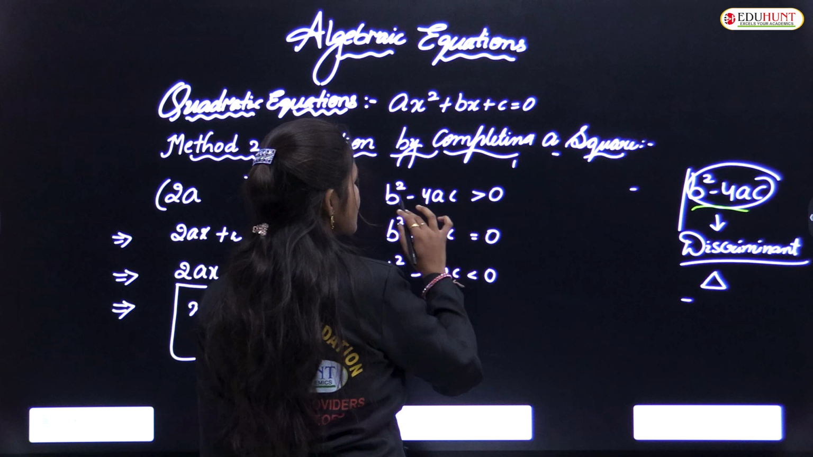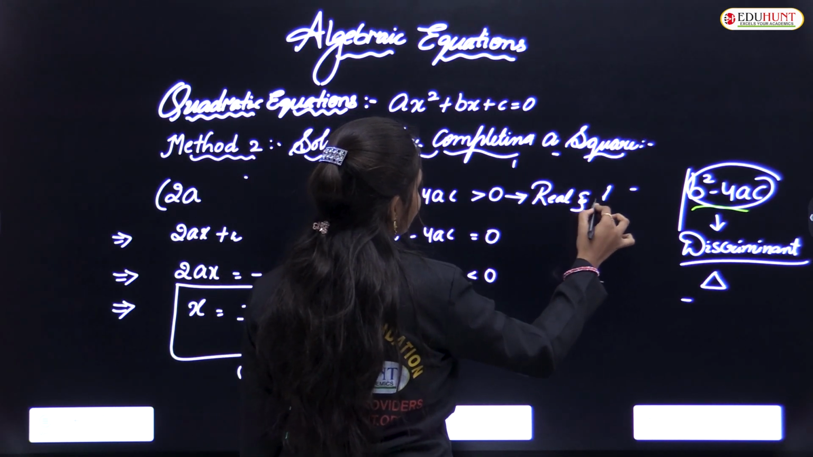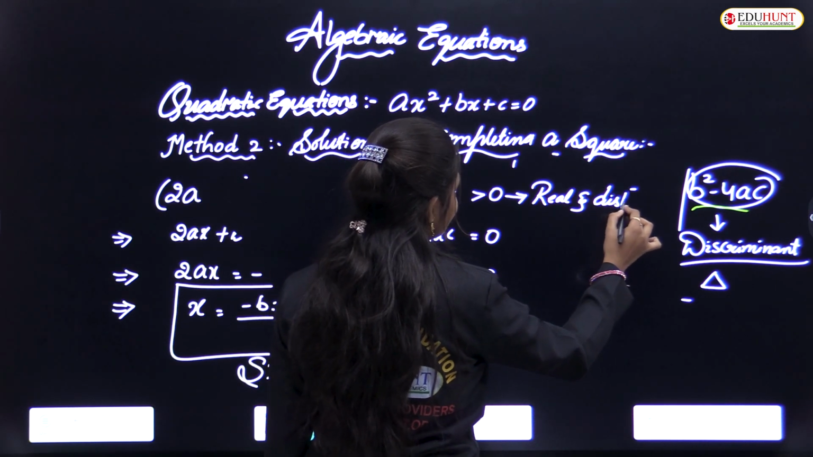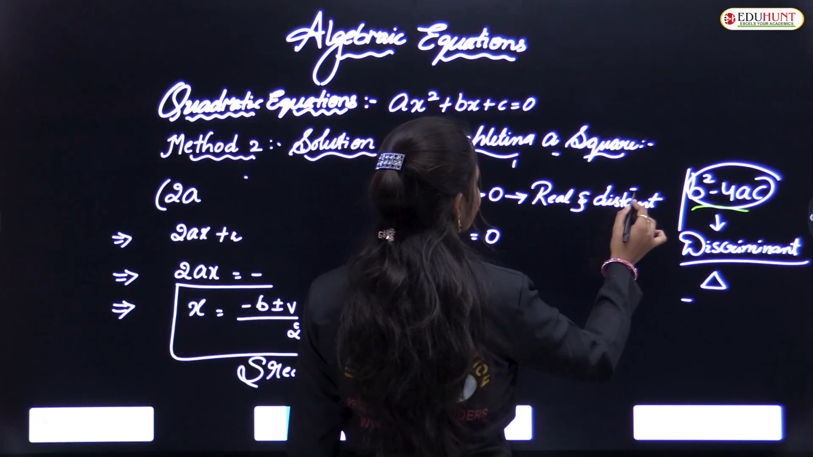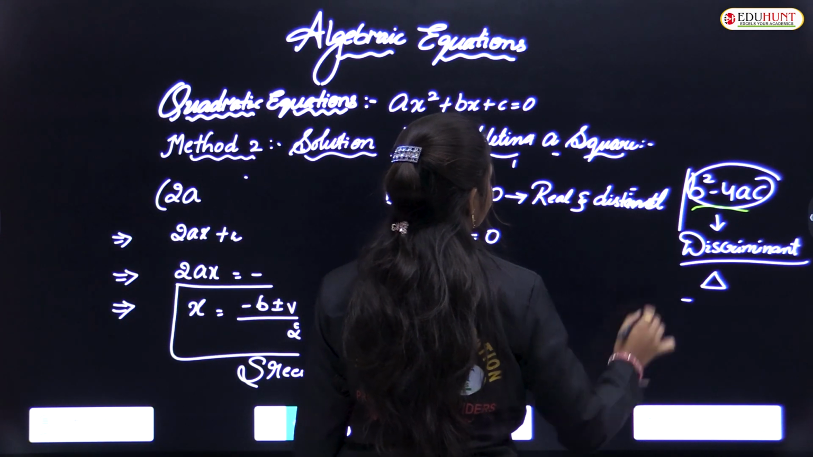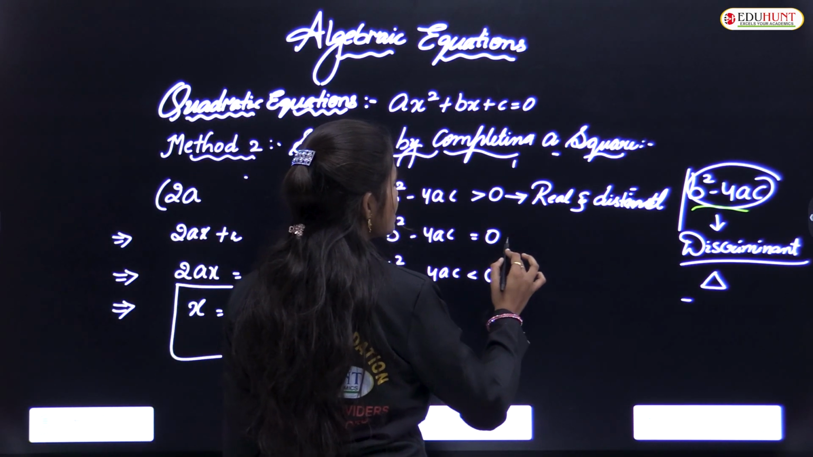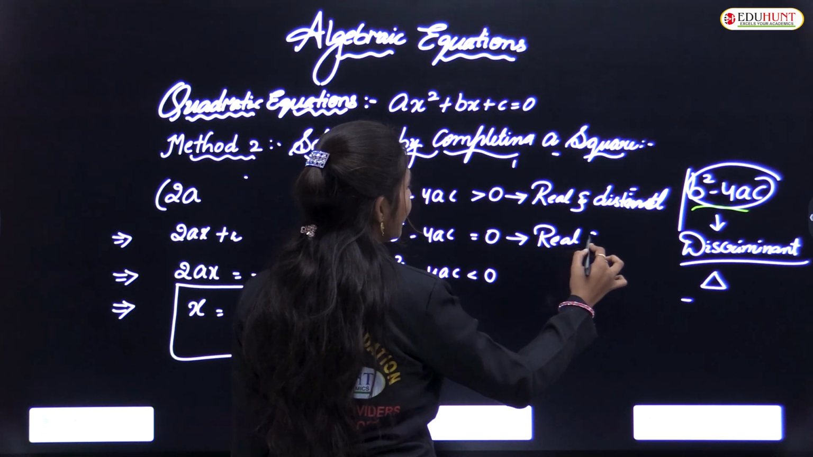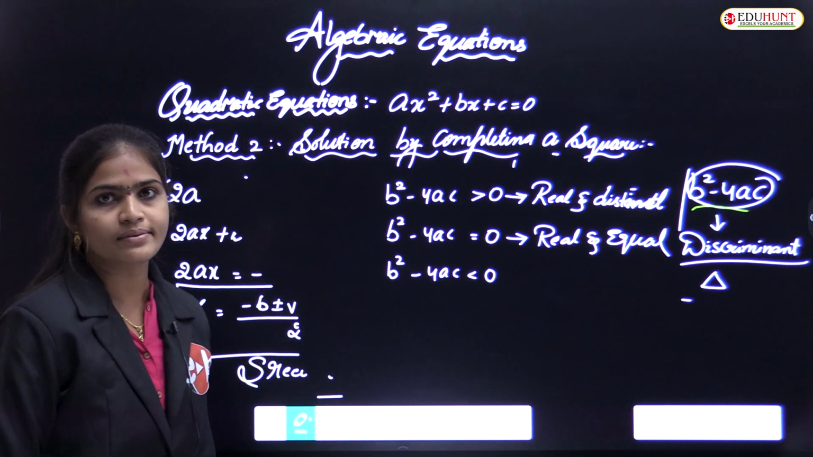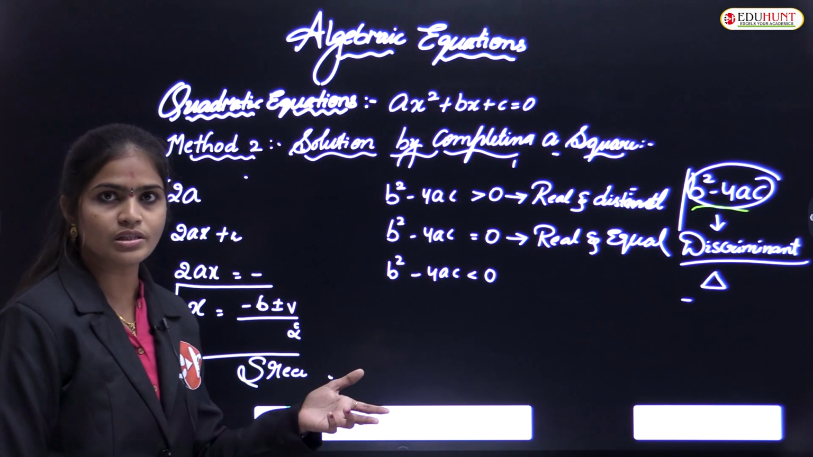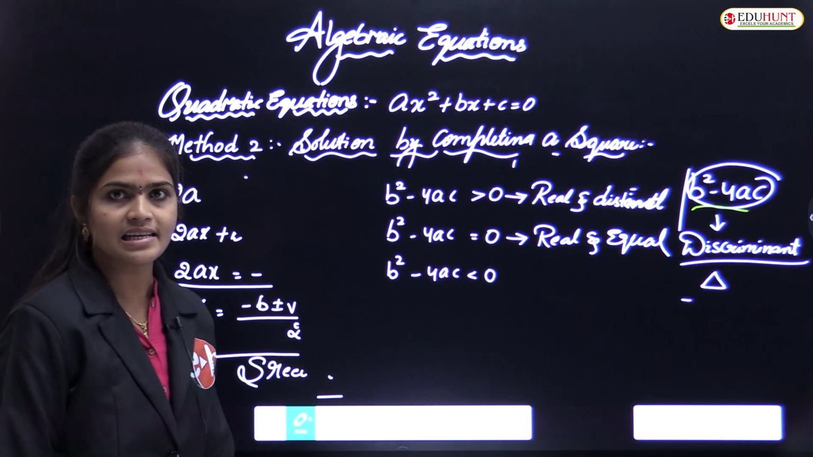If the b square minus 4ac value is greater than 0, then the roots are real and distinct. Distinct means two different values. If b square minus 4ac is equal to 0, then the roots are real and equal. Example: x is equal to 2 and x is equal to 2. Two solutions are there, both 2 and 2. 2 and 2 means equal roots, and both are real roots. Just an example I am saying.